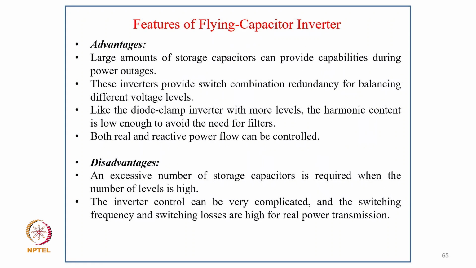So now coming to the advantages of this flying capacitor multi-level inverter: the large amount of storage capacitance can provide ride-through capability during power outages, and this inverter provides switch combination redundancy for balancing different voltage levels. And like the diode clamp inverter, with more levels the harmonic content is low enough to avoid the need for filters, and both real and reactive power can be controlled.